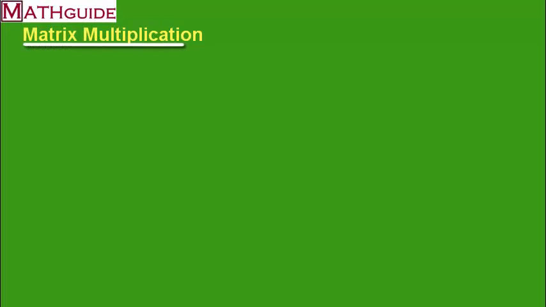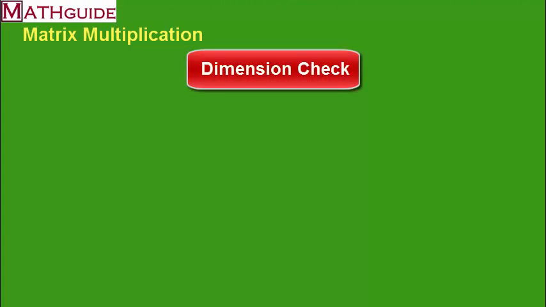In this video, we're going to look at matrix multiplication. In section 1, we're going to do a dimension check so we can determine which matrices can and cannot be multiplied together. In section 2, we're going to run through an actual example. Okay, let's get started. So the first thing we have to consider for matrix multiplication is dimension.